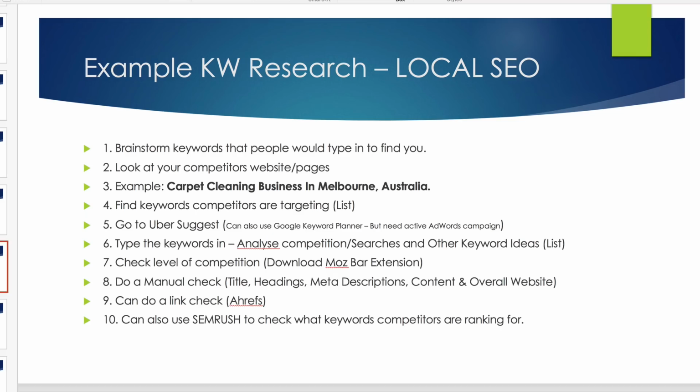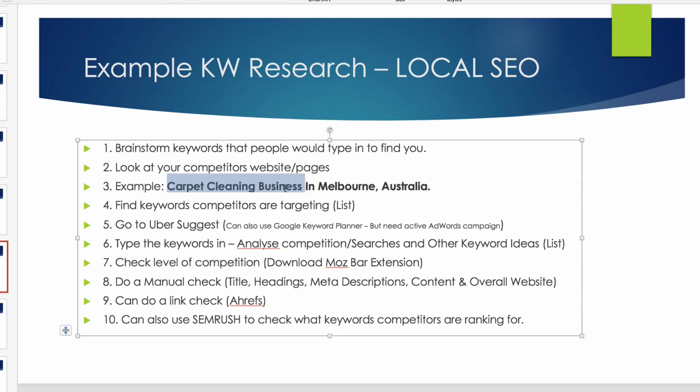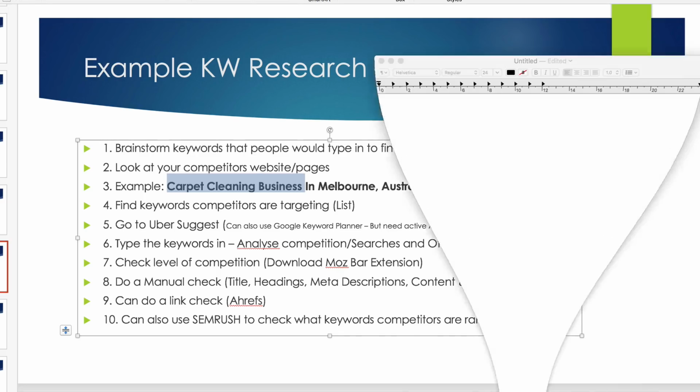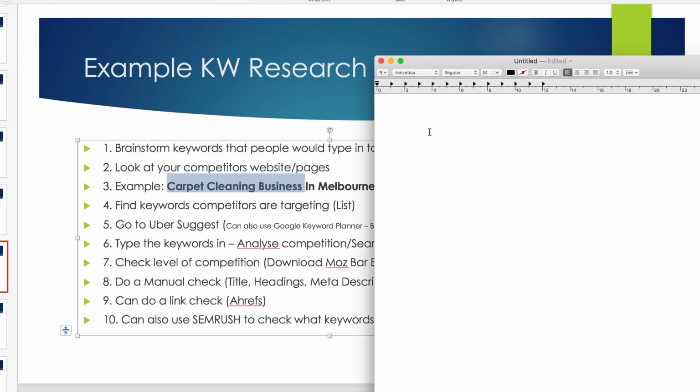So I'm going to go through an example. I'm going to do a local carpet cleaning business as an example to show you everything that I do to find the keywords. I'll show you all the tools and everything right now. What I normally do is write it down on a piece of paper. In this case, I'm just going to type it out. So this is a carpet cleaning business.